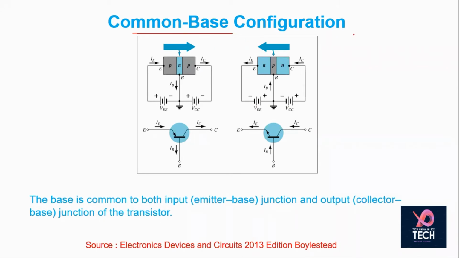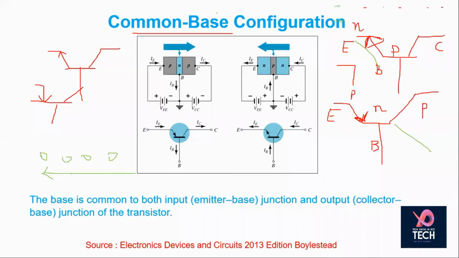Why BJT is called bipolar junction transistor? So here you can find out two junctions are there and both the polarities are involved. Electrons are involved, your holes are involved in equal manner. So that's why this is called bipolar junction transistor. So this is one of the combinations, common base configurations.